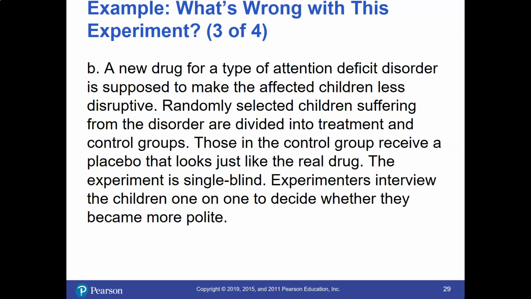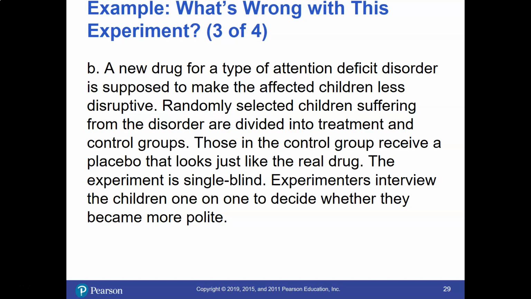Okay, example B. A drug for a new type of attention deficit disorder is supposed to make the children less disruptive. Randomly selected children suffering from the disorder are divided into treatment and control groups. Those in the control group receive a placebo that looks like the real drug. The experiment is single blind. Experimenters interview the children one-on-one to decide whether they become more polite.